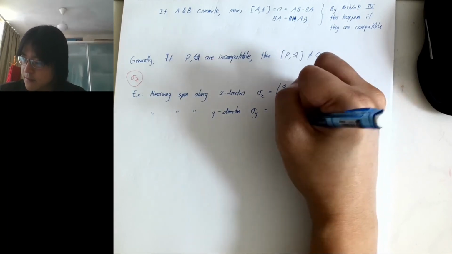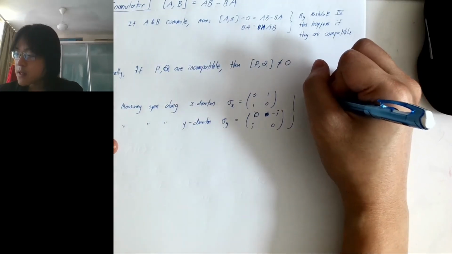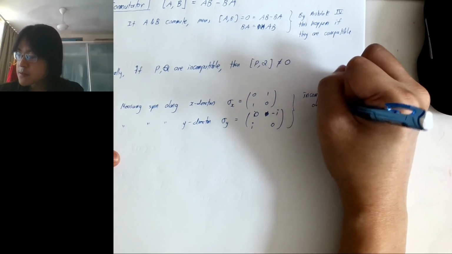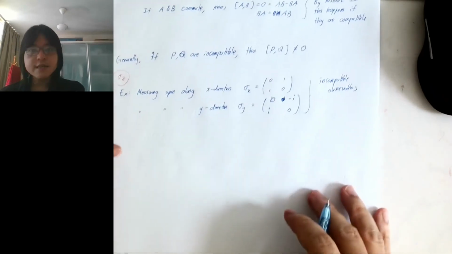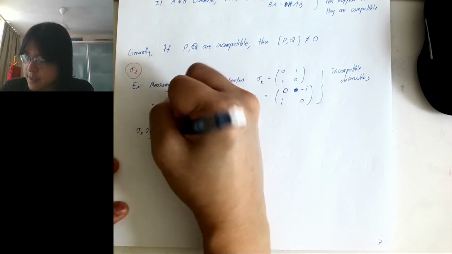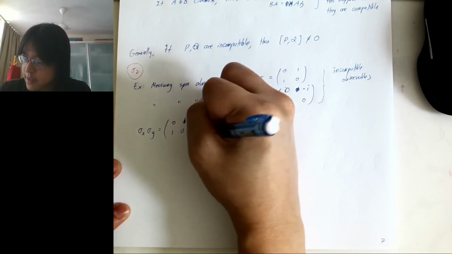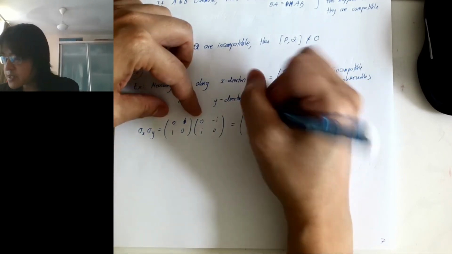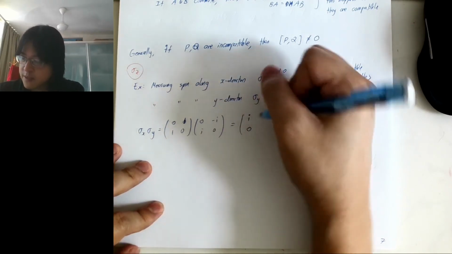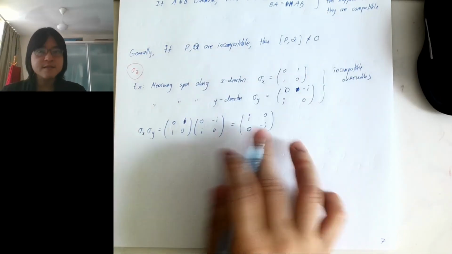Okay, so these are incompatible observables, because let's calculate the commutator. Let's see what happens if I take sigma x times sigma y, right? So sigma x and sigma y, is 0 1 1 0, and then 0 minus i i 0. So if I multiply these two matrices, I got i and then 0, right? And then 0 and minus i. Okay, so this is sigma x times sigma y.